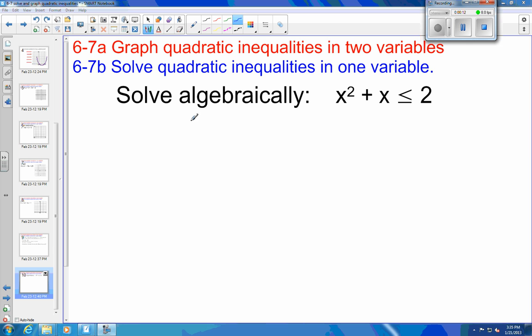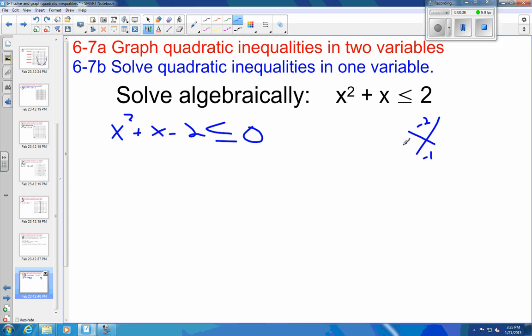And so the first thing we need to do is get it in the proper quadratic form. So that's x squared plus x minus 2 is less than or equal to 0. Then I'm going to look at all my methods for solving a quadratic. And the first method I always look for is factoring. So factors of 2 that subtract to get me 1. And so that's the negative 2 and the positive 1.